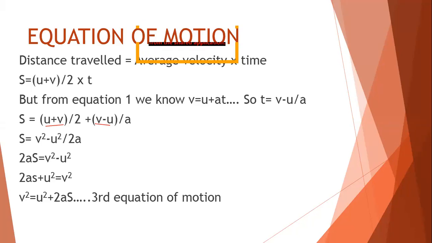So these are our three equations of motion. Yesterday we discussed and solved them, but we haven't derived them. So now it's important you should know how the derivations of these equations came into existence. So we have three equations of motion: v is equal to u plus at, s is equal to ut plus half at square, and v square is equal to u square plus 2as.